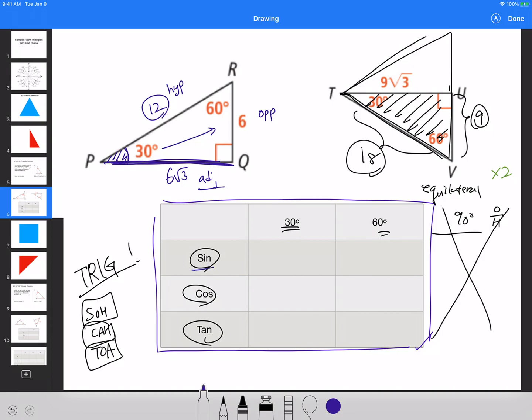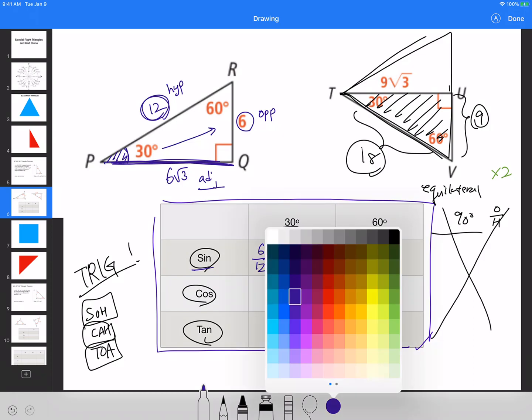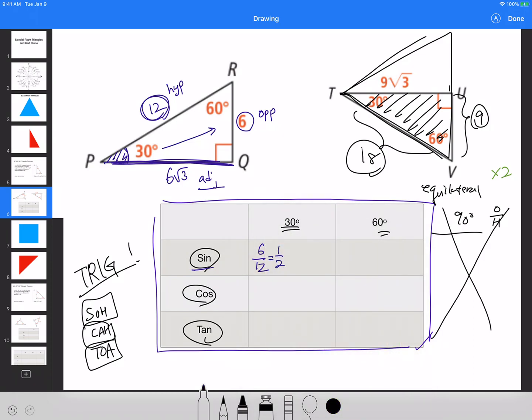So what is sine of 30 degrees going to be? Well, it's simply opposite over hypotenuse. It's 6 over 12. Now, can we reduce that? Yes, you can. It's going to be 1/2. Now, before we go to the cosine of 30 degrees, let's take a look at this other triangle that we have on the second problem.